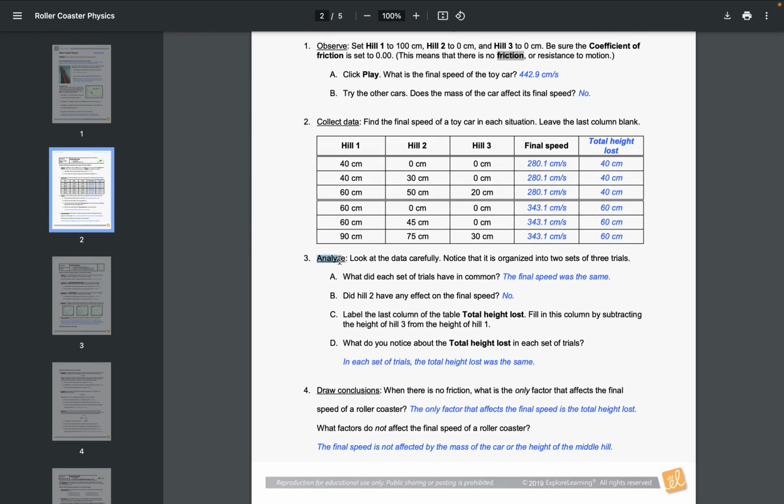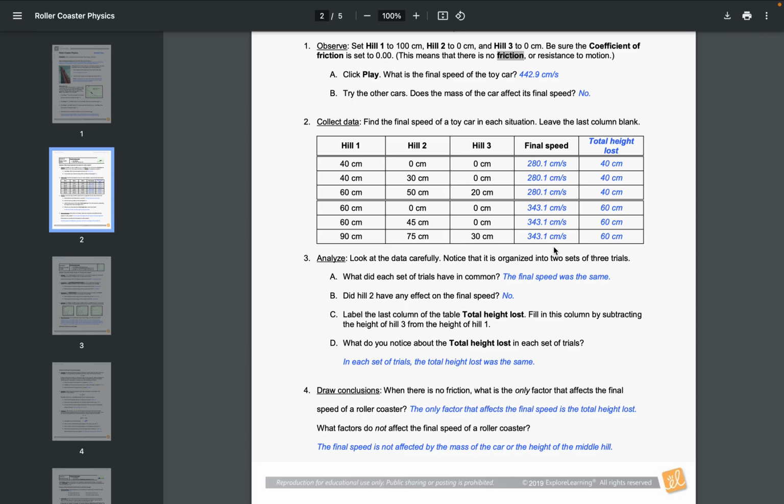Then we come to analyze. Look at the data carefully. Notice that it is organized into 2 sets of 3. See this little split right there? There's this set of 3 where they all have 280.1 centimeters per second as the final speed. And then there's these 3 that have 343.1 centimeters per second as the final speed. So did hill 2 affect the trials at all? No, because the speeds were the same no matter what in the first three and then the second three.